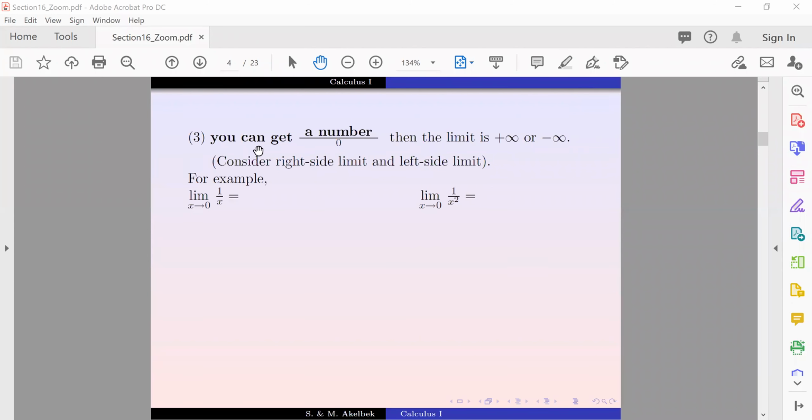And the second case, what we can get is some number over 0. In that case, the limit would be plus or minus infinity, and we do need to consider left side limit and right side limit. For example, 1 over x or one of those ones. Go ahead, take the notes, and we will solve those problems.